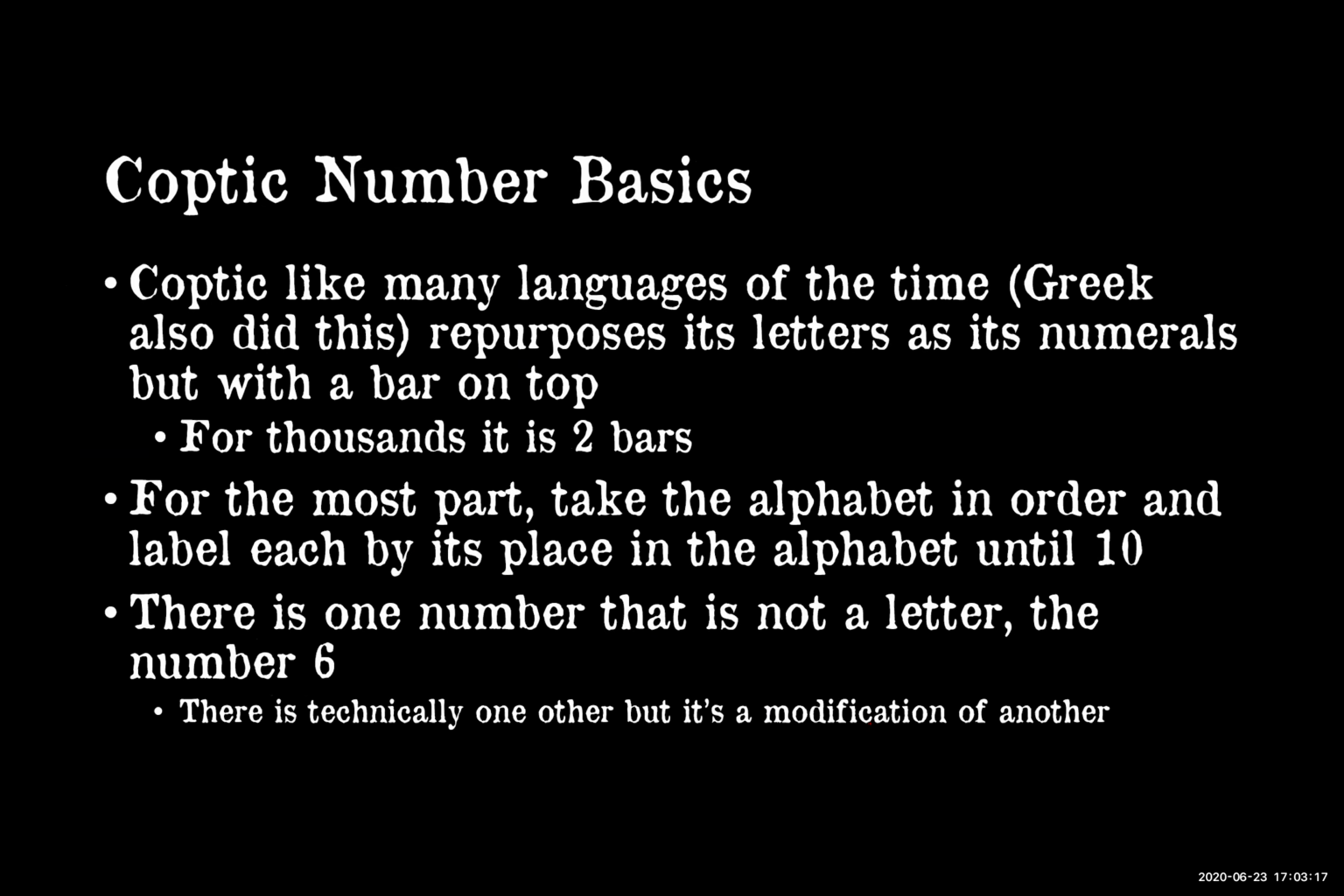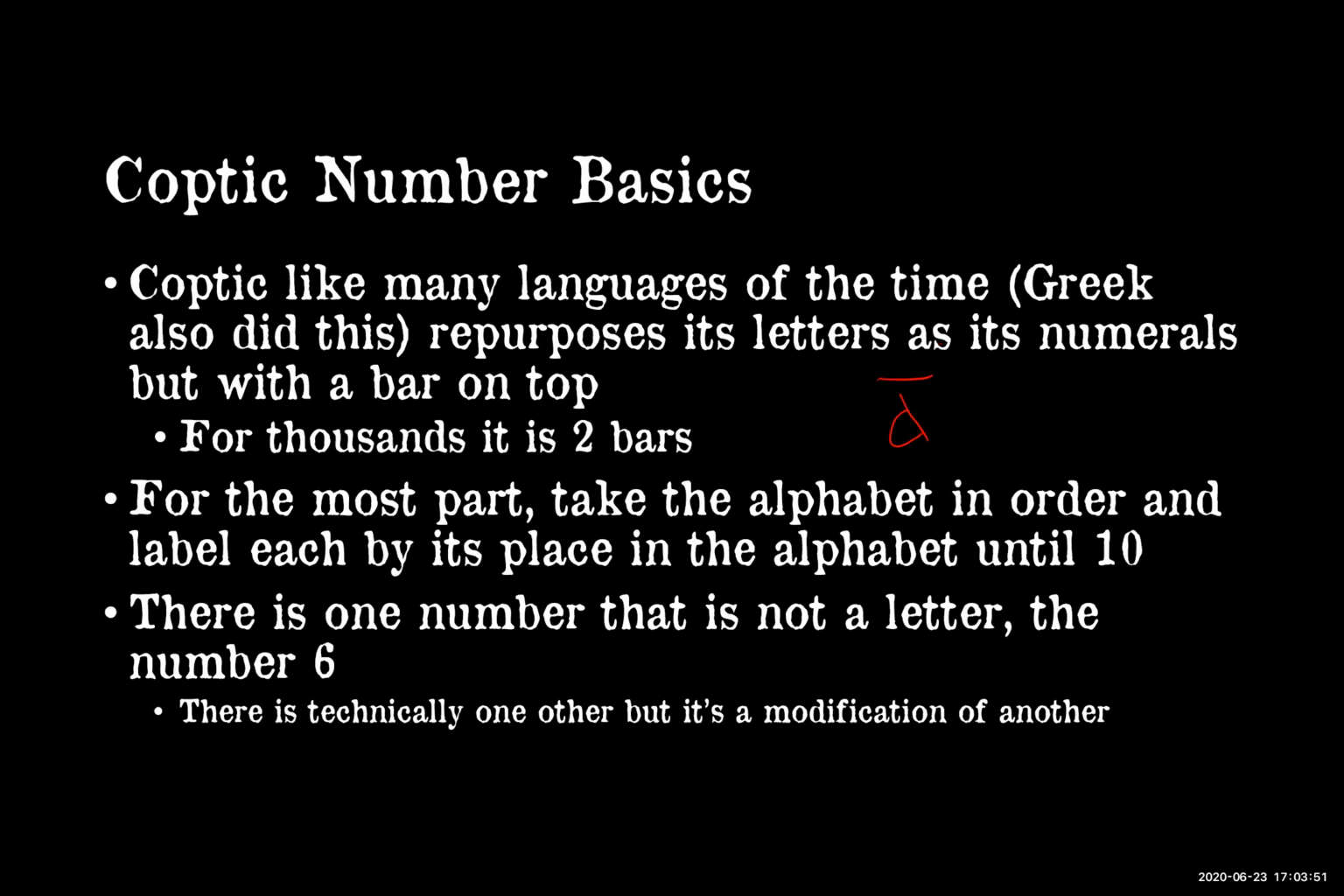So Coptic, like many languages of the time, as in ancient languages, Greek did the same. They use their letters as the numerals. But what Coptic did is they put a bar on top. What do I mean? The first letter in the Coptic alphabet is alpha. So they're going to reuse the first letter as the number 1. Well, how are they going to differentiate whether it's a number or not? They're going to put a line on top. So now that right there is the Coptic symbol for 1.